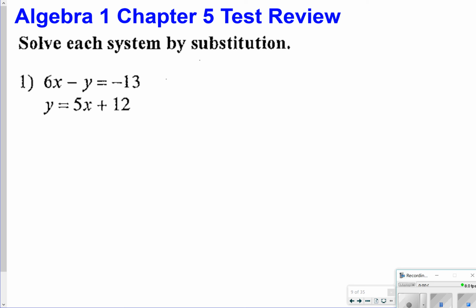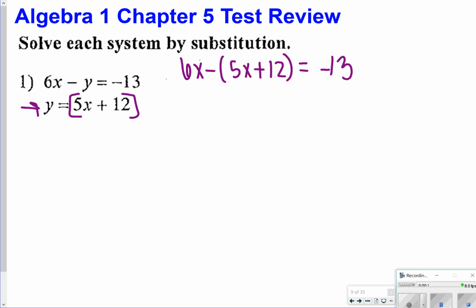The first question asks you to solve each system by substitution, and since y is already solved for us here, I'm just going to plug this entire thing in for y in the first part. So what I did is I went ahead and just plugged in the 5x plus 12 into the y. Notice there is a negative being distributed, so that means the 5x and the 12 will become negative.